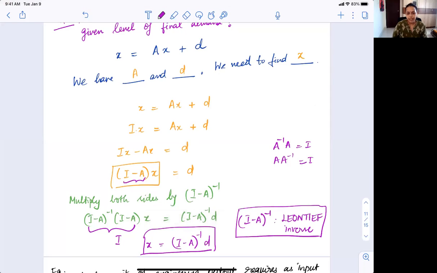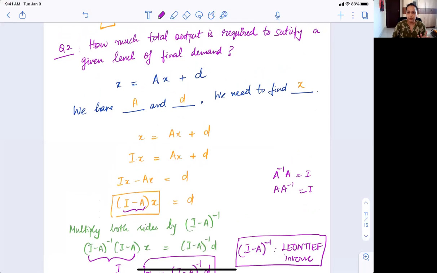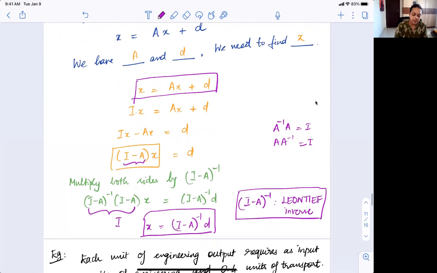Hello everyone. So in the previous video, we were looking at the question of how do you find the total output that is required to satisfy a given level of demand by giving the technology matrix. And starting with this particular expression, x is equal to Ax plus B, we found x by actually using this particular formula, where A denotes your technology matrix and B is the final demand. Let's look at an example and apply this.